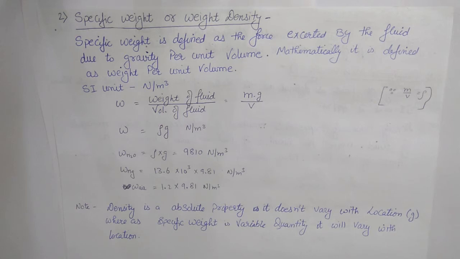The specific weight of water is 9810 Newton per meter cube. For mercury, it's 13.6 into 10 to the power 3 into 9.81 Newton per meter cube. For air, it's 1.2 into 9.81 Newton per meter cube. The point to be noted is density is an absolute property. It does not vary with location, whereas specific weight is a variable quantity. It will vary with the location.